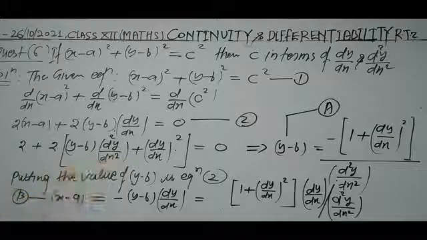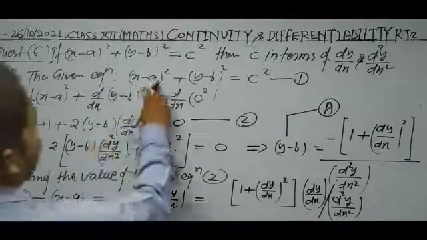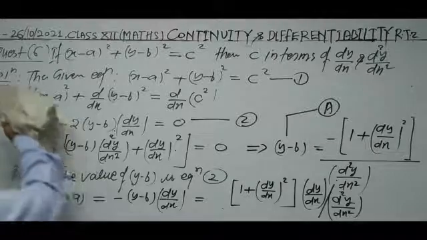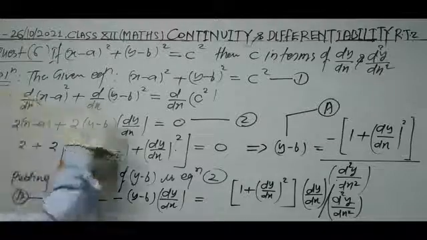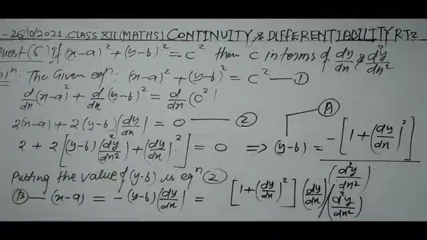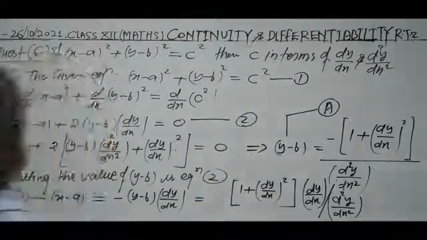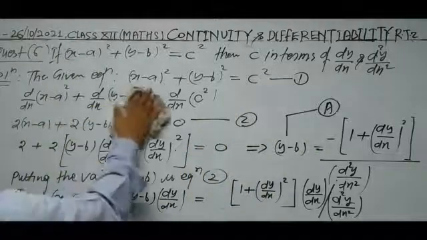Now using a and b in the main equation, what will be the result? Suppose you are going to put its value in the main equation. Consider this as equation 1. So we are going to put its value.